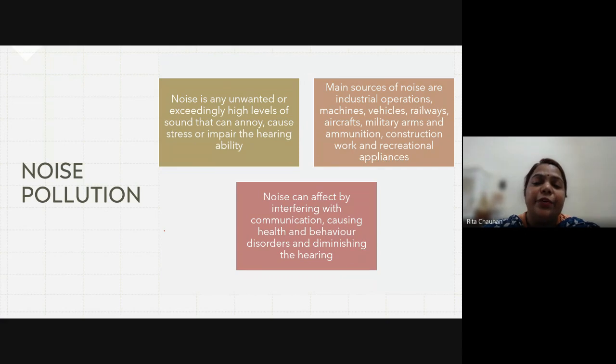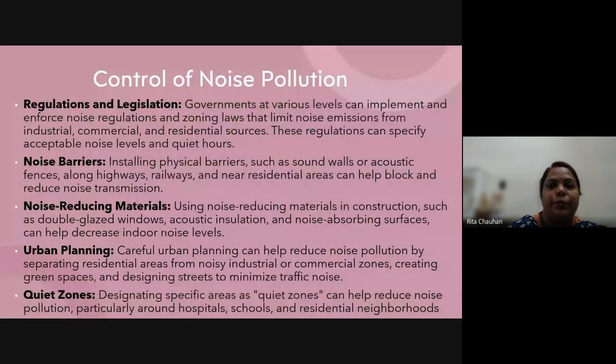They get irritated with the sound because noise is not only affecting the hearing ability, it is also affecting the air pressure within the human body. So it can cause many health and behavioral disorders. So how can we control noise pollution?